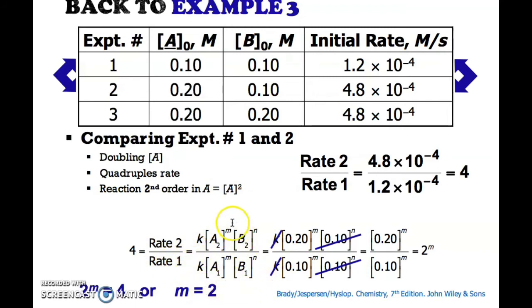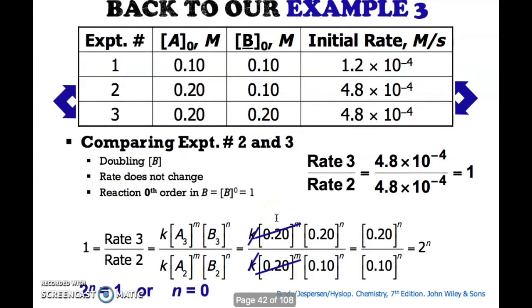We look at the exponents m and n. When we look at experiments 1 and 2, the B concentration is the same, 0.1 molar, and you can find the exponent m. Look at this, m is 2. And if you want to find n, use the same formula to find the exponent n. This is how you identify the exponent n.